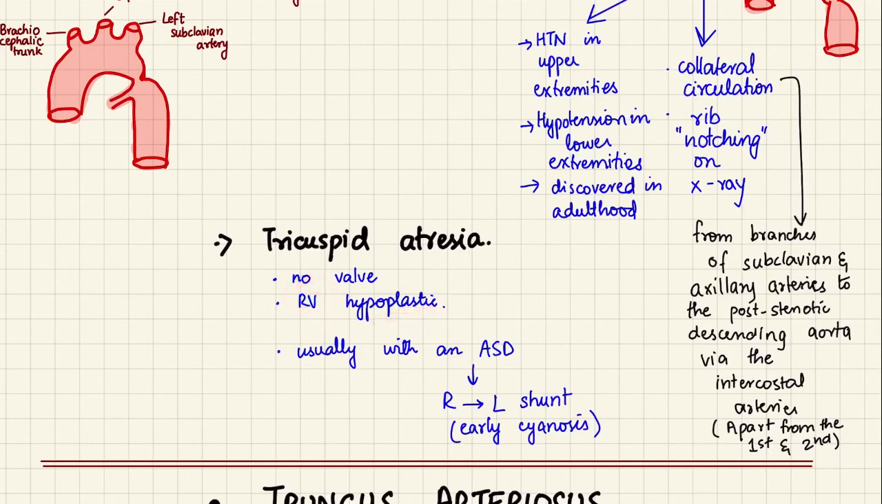Now, this is usually associated with an atrial septal defect because, of course, for this fetus to be born, there has to be a right to left channel through which the normal fetal circulation goes. But we do not need the right ventricle during the fetal life, right? But as soon as this baby is born and we need the lungs to function, that will not occur, and there is no passage from the right ventricle to the lungs, so this will present as early cyanosis.